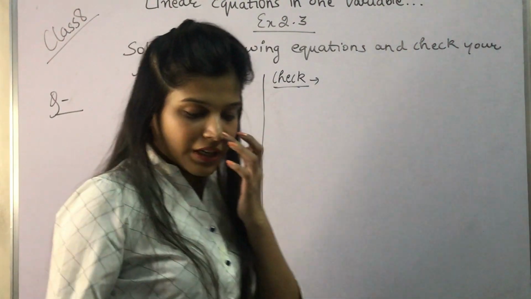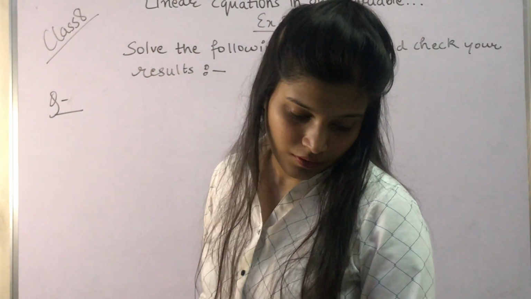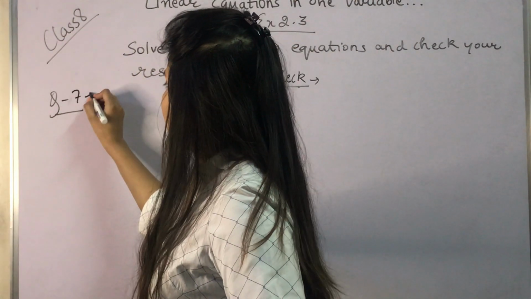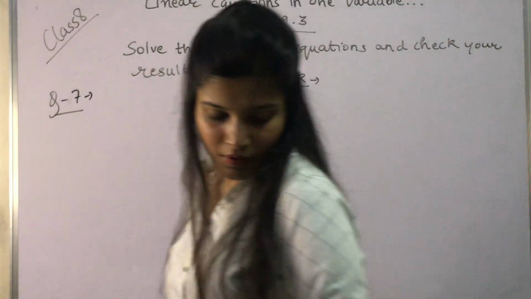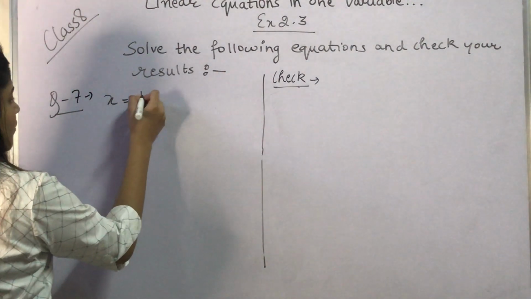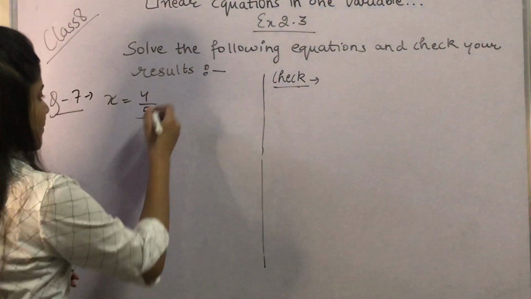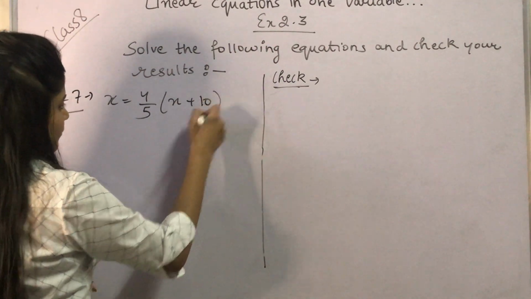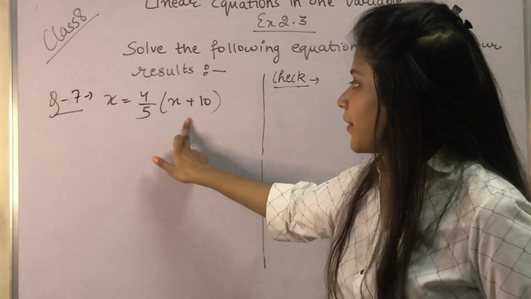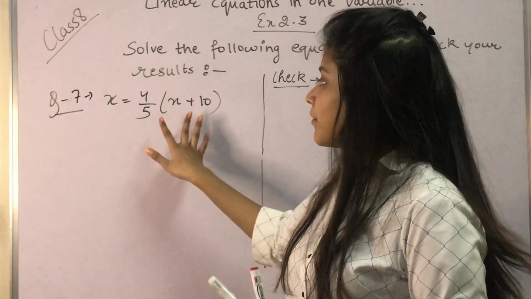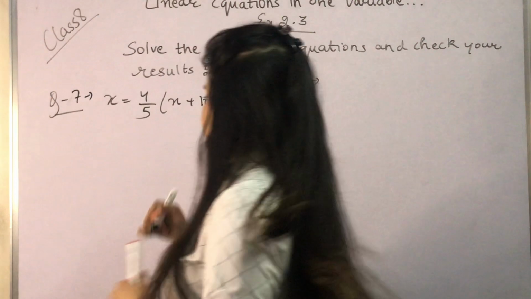Now children, question number 7 is x equals to 4 upon 5 x plus 10. Okay, this is the question. Now we know we have variable on both the sides, but first we have to open the bracket. We have to solve the RHS first.